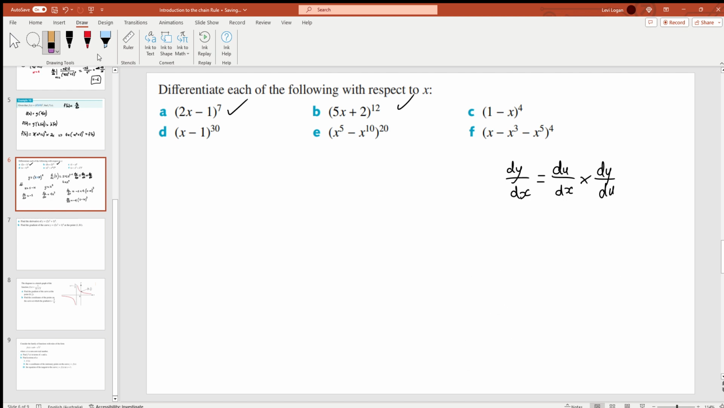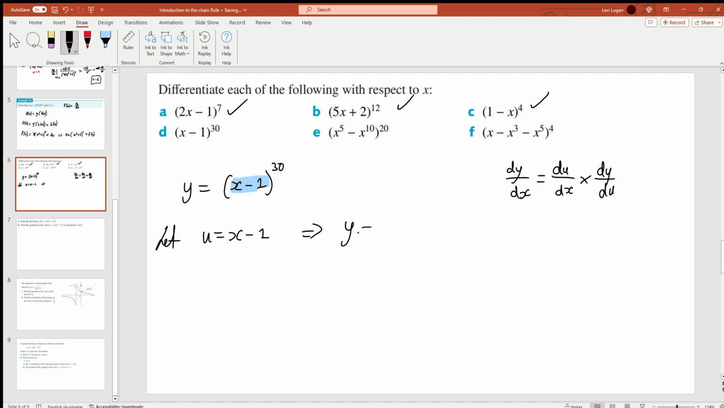So that one's done. So D, y equals (x minus 1) to the power of 30. Identify the inside function, which is here. So let u equal that. And then that means y is equal to u to the power of 30. So that means du/dx is going to be 1. dy/du is 30u to the 29.